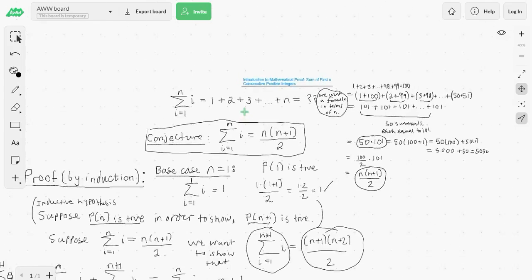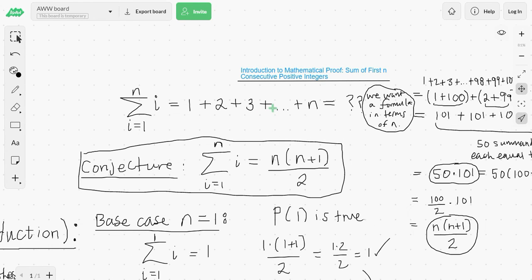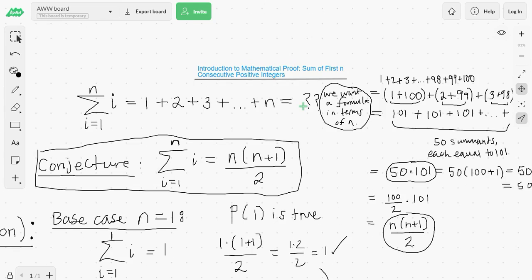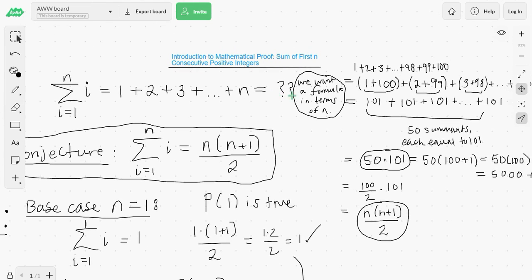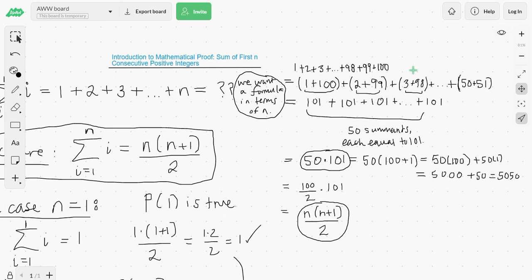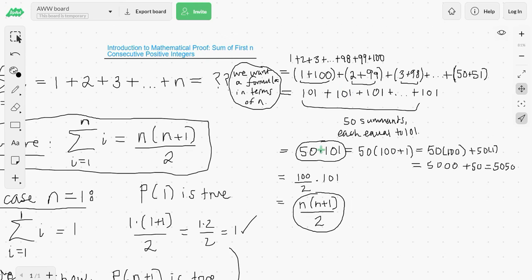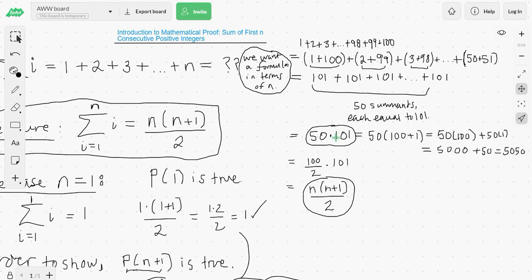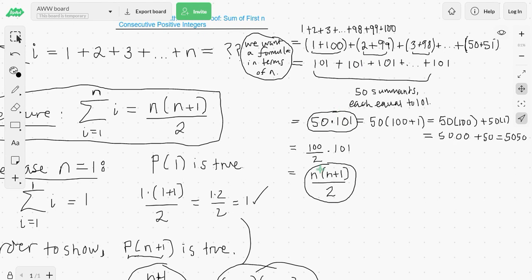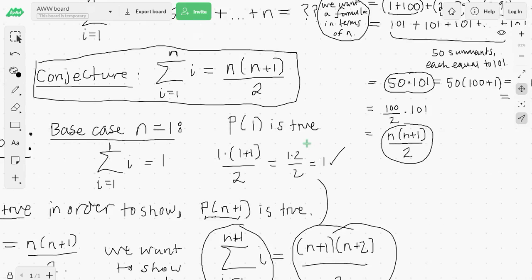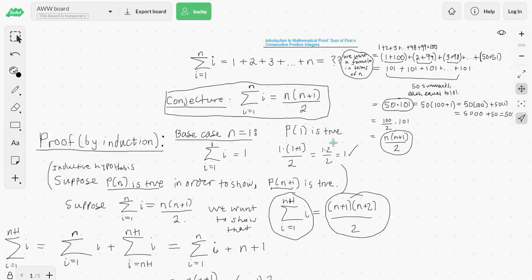So we wanted to prove this summation formula right here. And we're proving it for these positive integers, so induction is a good way to go, generally speaking. So we took a look at the sum from 1 to 100, all those consecutive integers, and we found a pattern. And from that pattern, we were able to establish what we believe to be our formula.